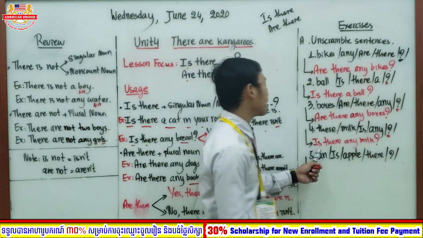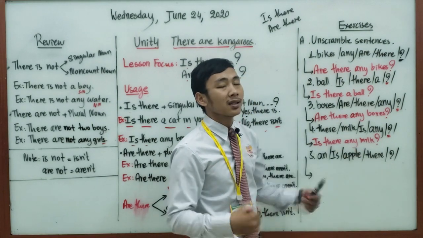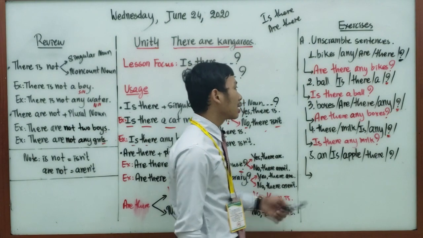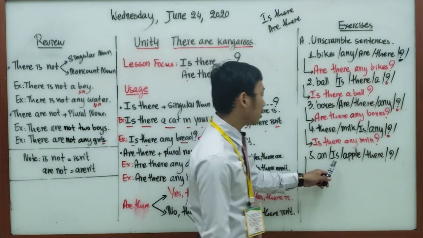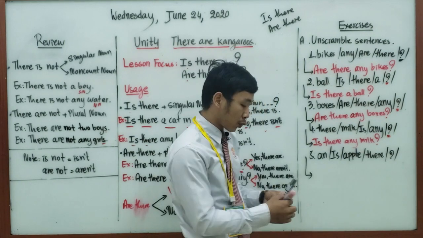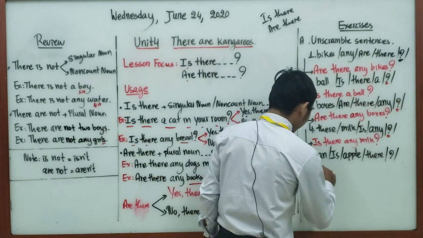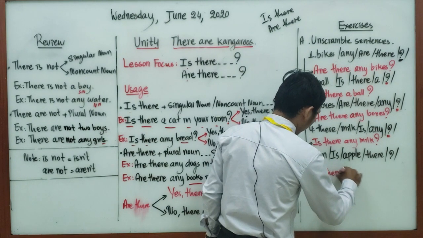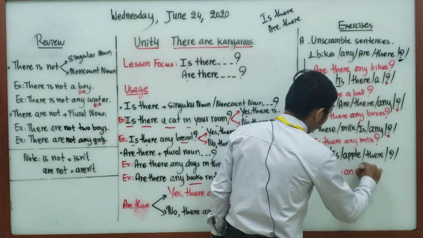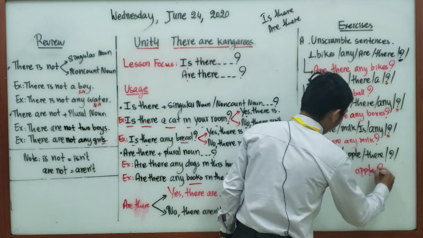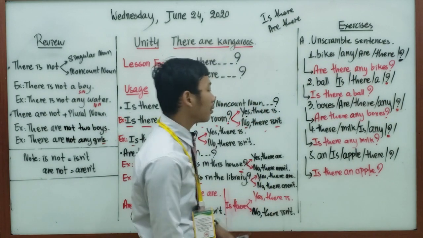Why do they use is there? Because meal here is, what is it? A non-count noun. Good. The last one, is apple there? So this one has a question mark as well. So what should you put here? Is, what else? There, an apple. Is there an apple? Okay, is there an apple?